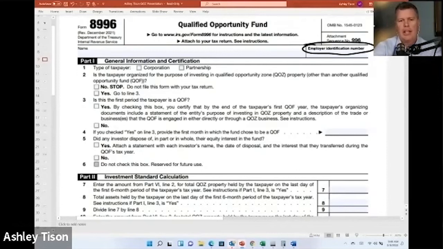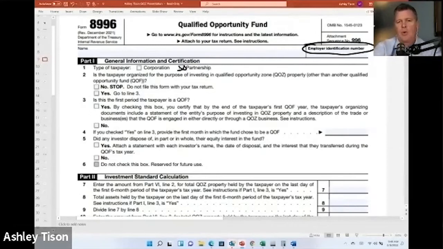You're going to indicate what type of taxpayer you are, whether you're a partnership or a corporation, by checking the box. Most of them are going to be partnerships at the fund level. It's very rare that I see a corporation unless it's a REIT. And so more often than not, it's probably going to be a partnership that's filing it.